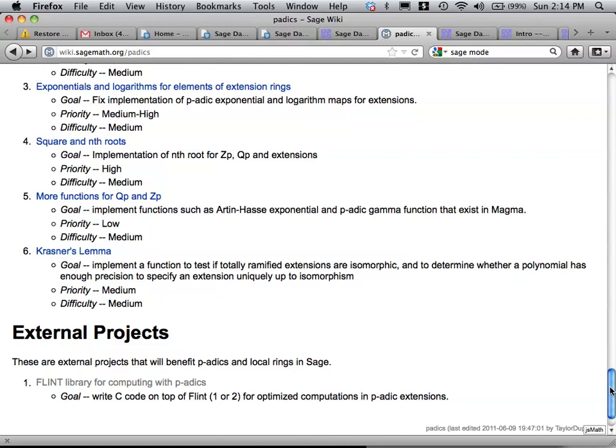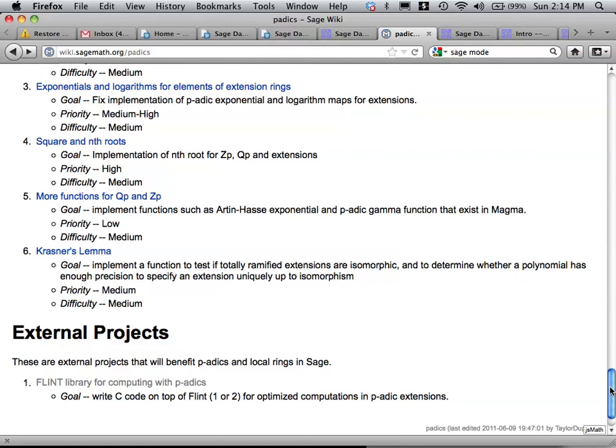for the following reason. NTL has a global context. And every time you do computations, you have to reset the global context. And if you don't do that correctly, it's segfaults. It's kind of a pain to work with externally. So the implementation in Flint has as an argument to all of the operations what p-adic context you want to work with. So I'll let Sebastian talk about that tomorrow.